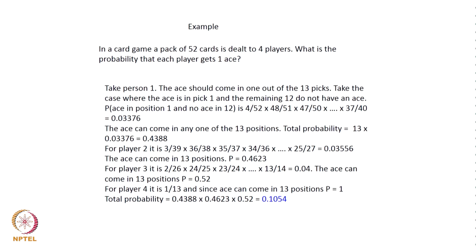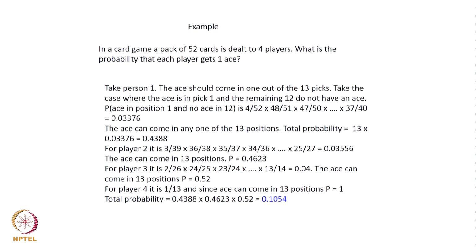So, this person can get that ace in his or her first pick, second pick up to 13th pick. So, it can come in any one of the 13 positions, and we can quickly realize that the probability is actually the same. Therefore, the total probability is 13 into 0.03376, which is 0.4388. So, this is the probability that the first person gets an ace and 1 ace out of the 13 picks that this person has.